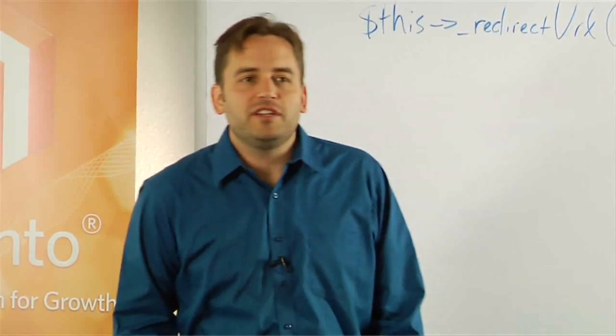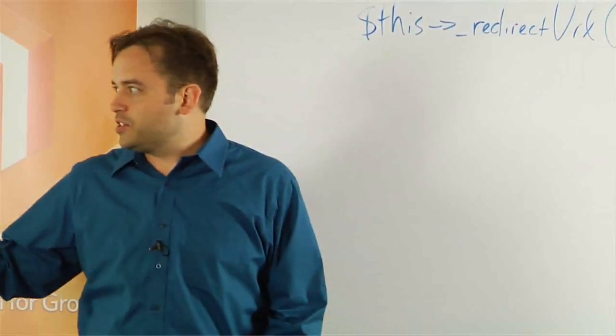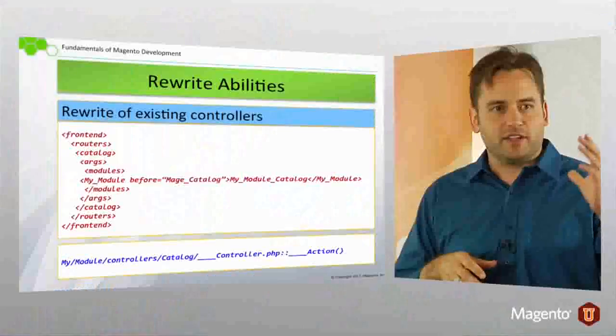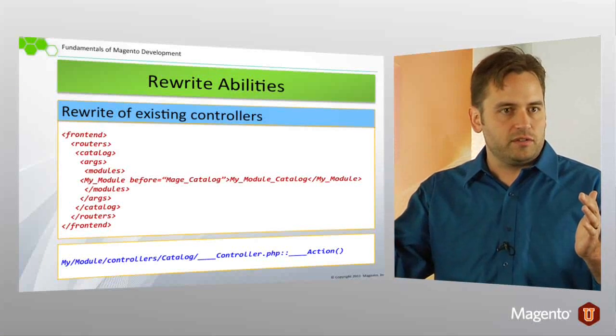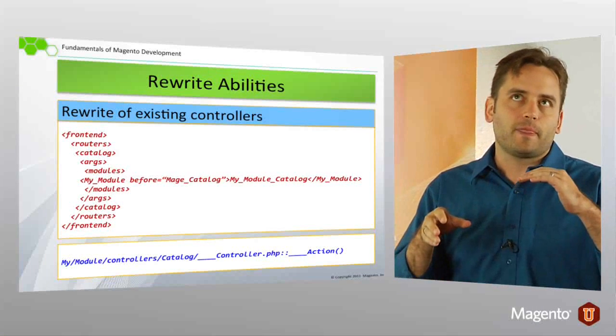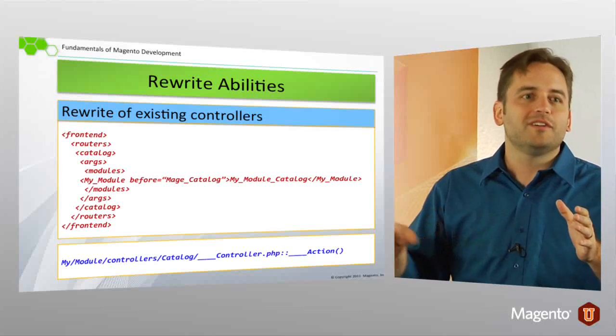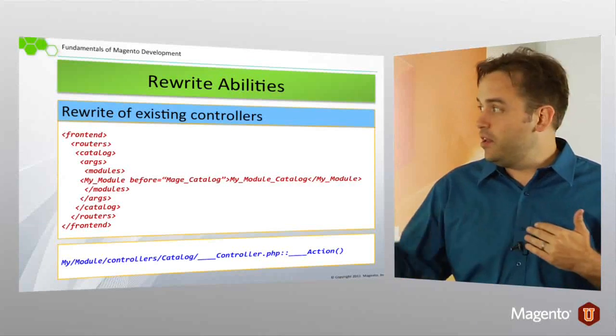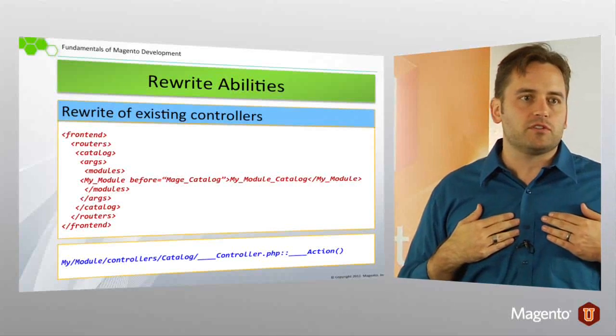So why would you ever need to use after? You would think, okay, if I want to do catalog product view, then I would have my module catalog, I would have my controllers, and then I would have to have a product controller with a view action. And if mine's before, well, it finds mine first.